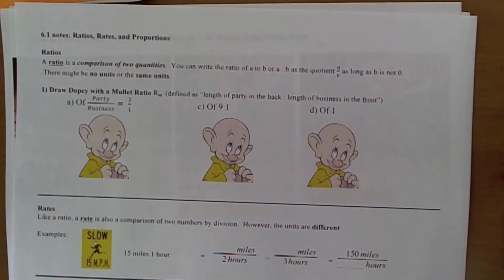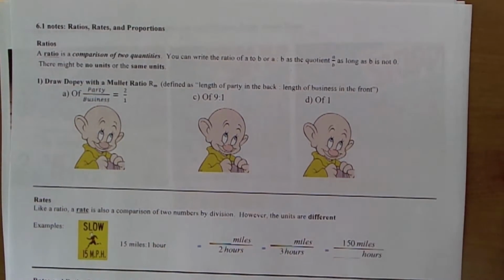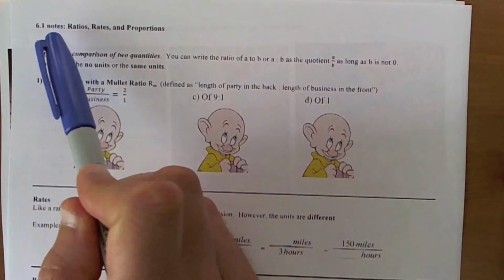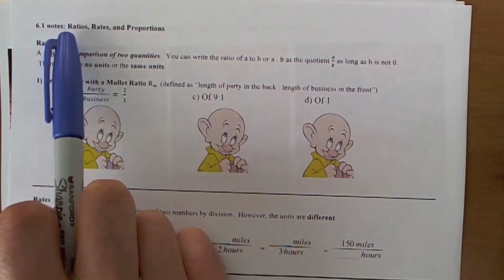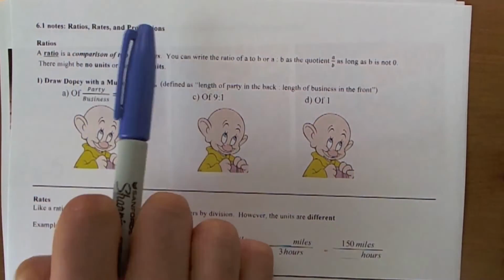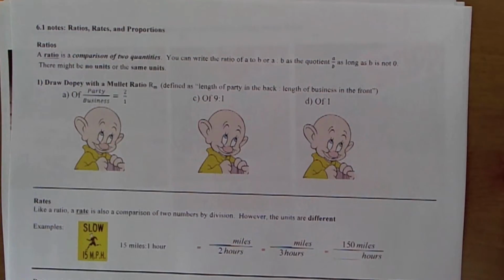So, welcome to our 6-1 notes. A lot of this is review, but you should know these terms, and sometimes it's kind of easy to confuse what is what. So, Chapter 6, we're talking similarity, and in order to understand similarity, you need to understand ratios, rates, and proportions.